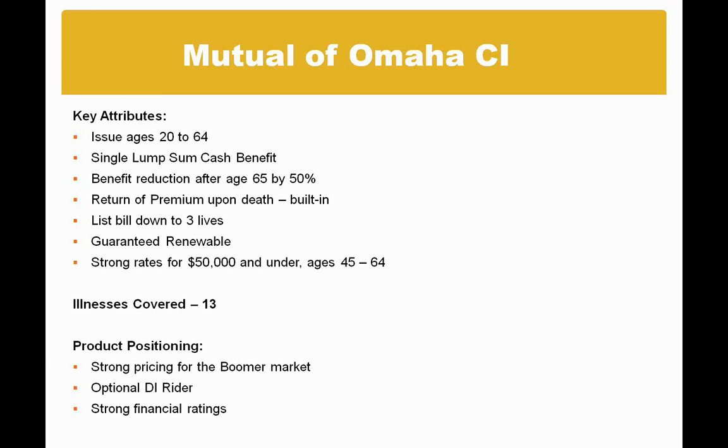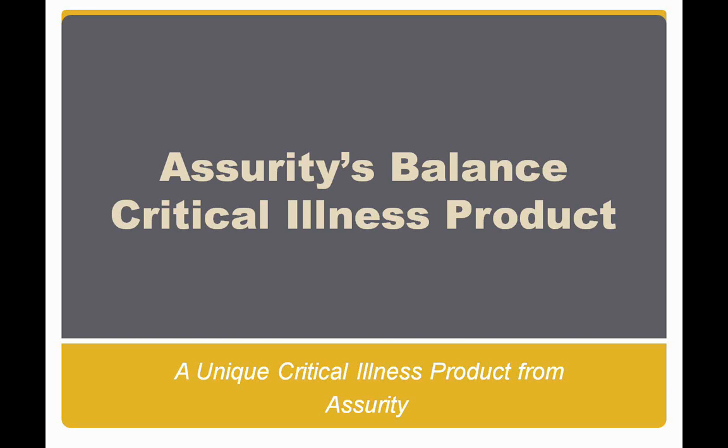Last product here before we get into the Assurity's product is the Mutual of Omaha critical illness. This is a traditional CI product, pretty basic cash play for lump sum cash product in the event of a critical illness diagnosis. It has your standard 50% reduction at age 65. A product that has some strong rates for 50,000 and under, we found, and a good company name. Pretty plain vanilla though, not a whole lot of bells and whistles on it, and we have it for that reason.